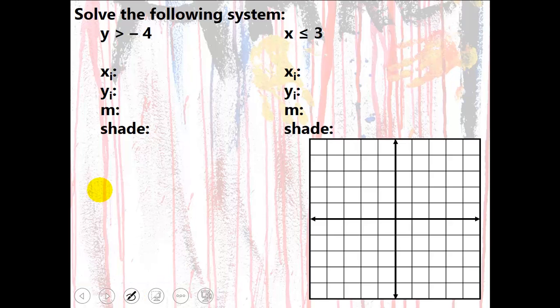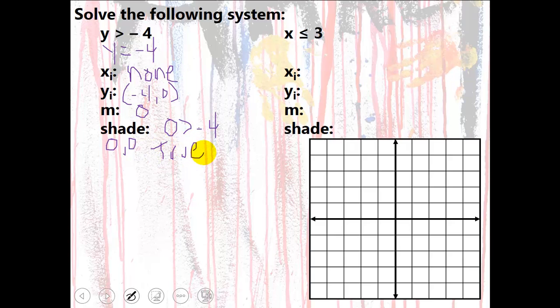Remember that when we have an inequality, the boundary line is the equation. So x equals -4. There is no x-intercept. The y-intercept is -4, 0. The slope is 0. And then we're going to test the point 0, 0. And so is 0 greater than -4? That is true. So we're going to go towards.